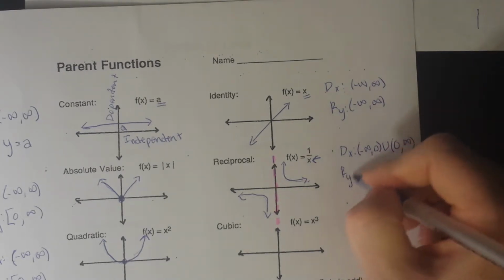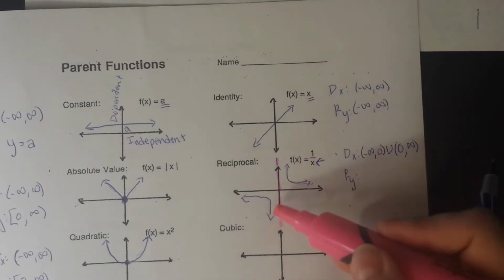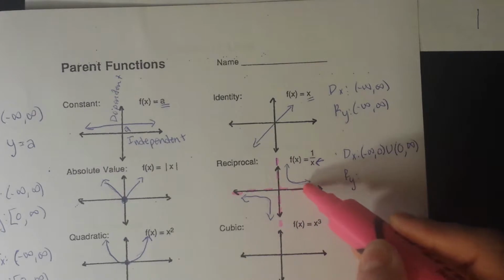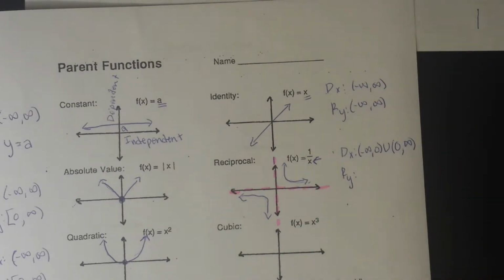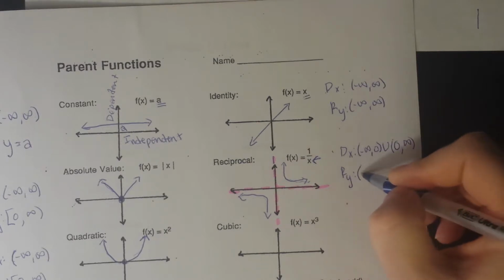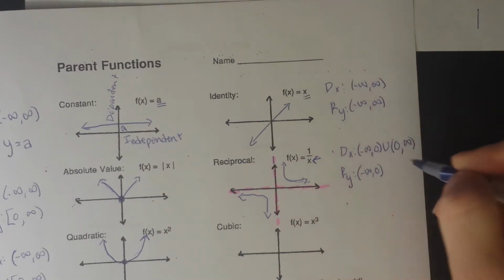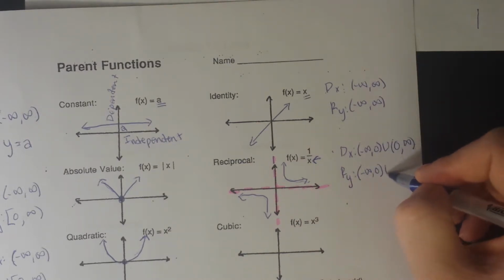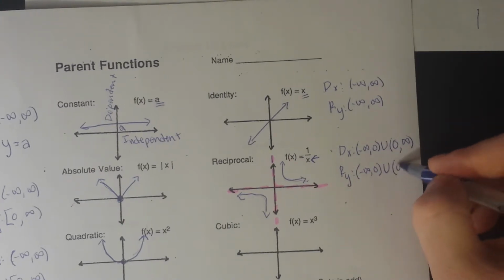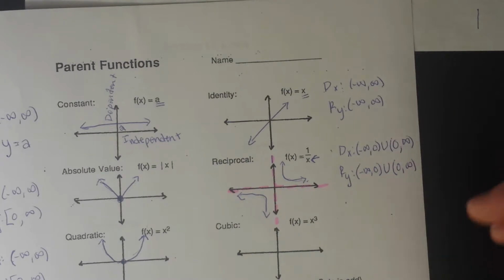Same thing with the range, because it goes down, down, down forever, up, up, up forever, but we never cross or touch the x-axis. So negative infinity to 0, parenthesis, that's an open parenthesis, 0 to infinity. And make sure you know this union symbol.